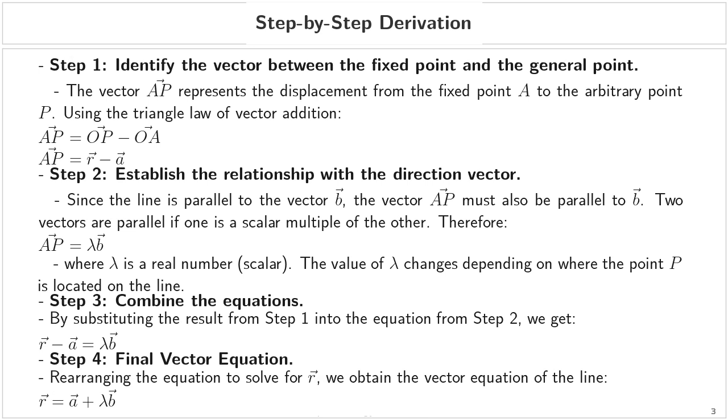Finally, in step 4, we want to isolate our target, which is the position vector R. By simply rearranging the equation, adding vector A to both sides, we arrive at the final vector equation of the line. R equals A plus lambda times vector B. This elegant formula tells us that to find any point on the line, you simply start at point A and move some distance, scaled by lambda, in the direction of vector B. This is the foundation we will use for the examples coming up next.